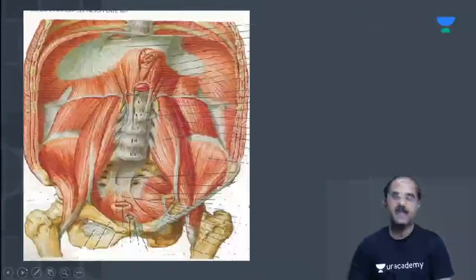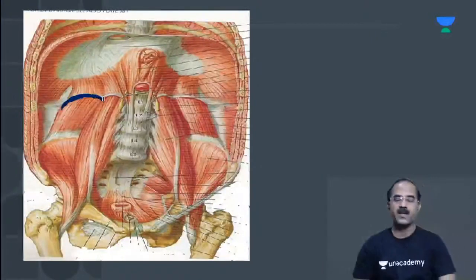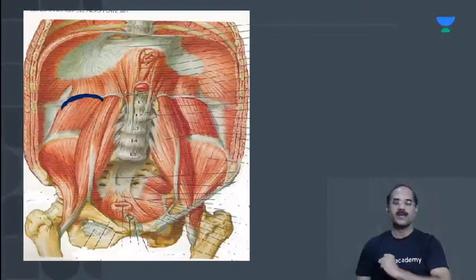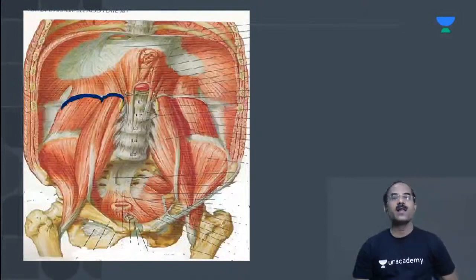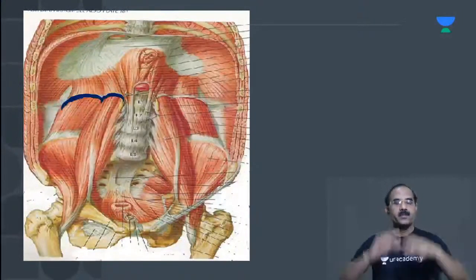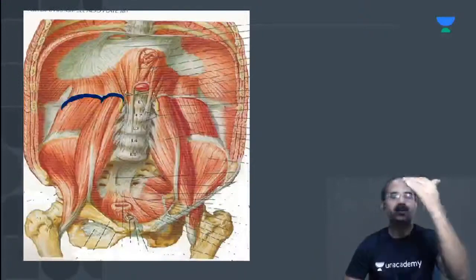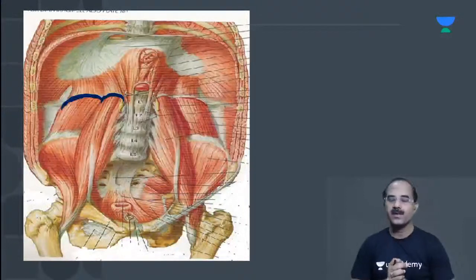This is what we call as, look at this, what is this? This is what we call as the lateral arcuate ligament. What is this ligament? This is the medial arcuate ligament. So medial arcuate ligament, lateral arcuate ligament. Why am I telling you all this? Because all this is going to give origin to the diaphragm.